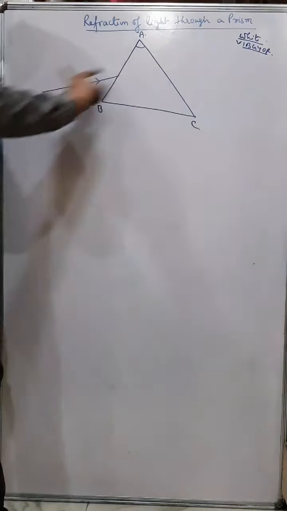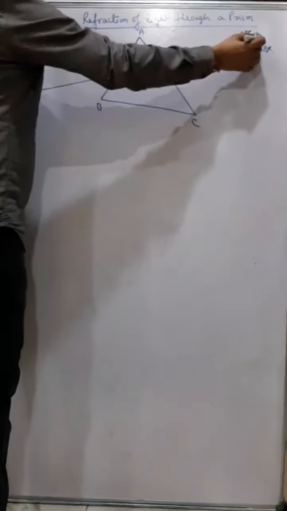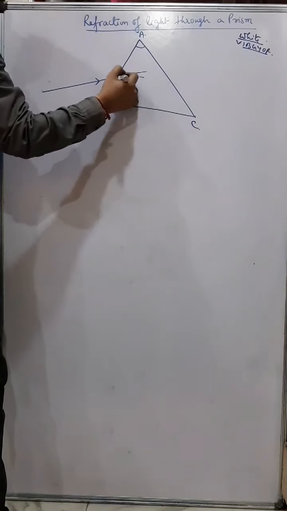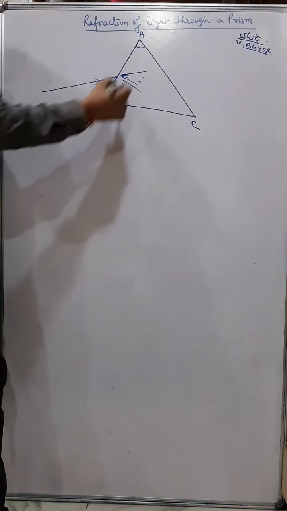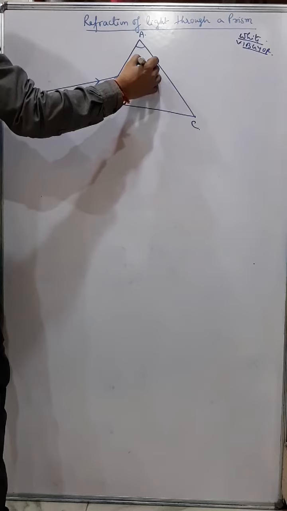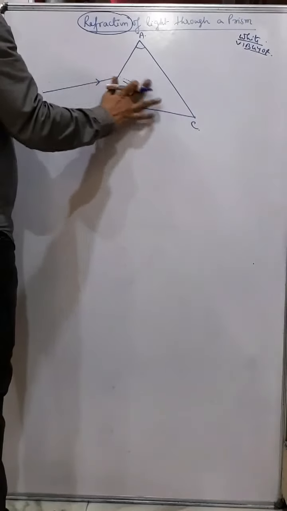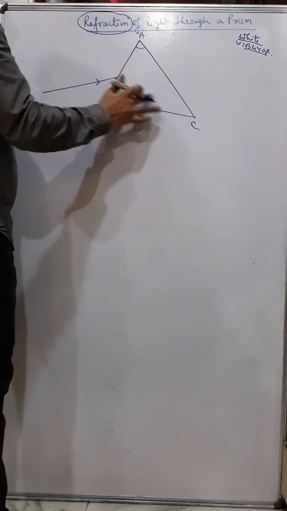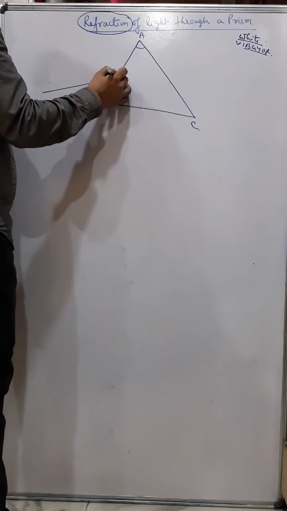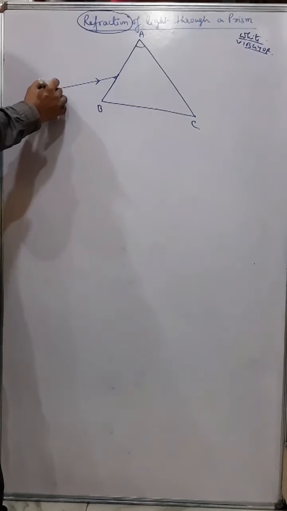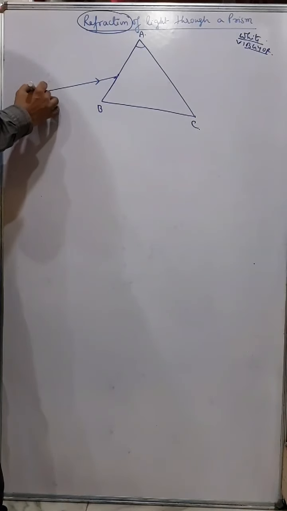Now if you pass a white light through a prism, this white light will split into 7 colors, and that is known as dispersion. But since here we want to study refraction, we are taking a light of single color. So therefore there will be no dispersion taking place, only refraction. So suppose this is a monochromatic ray of light, say PQ.